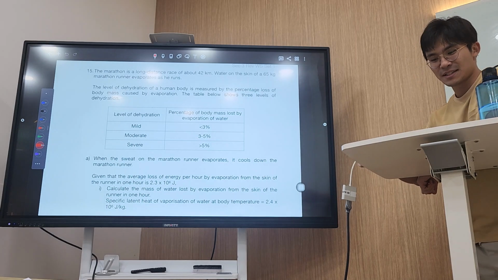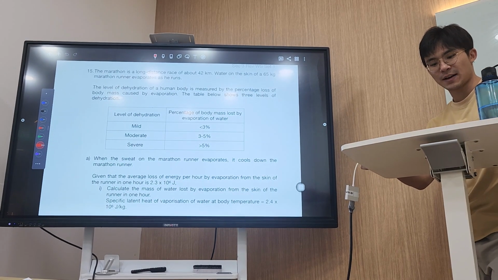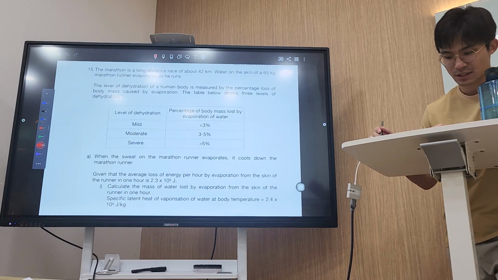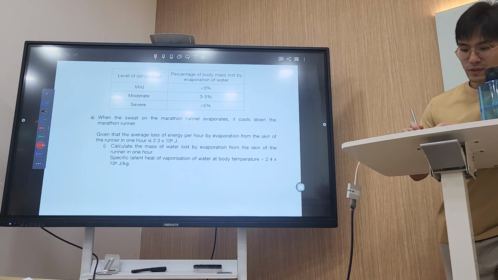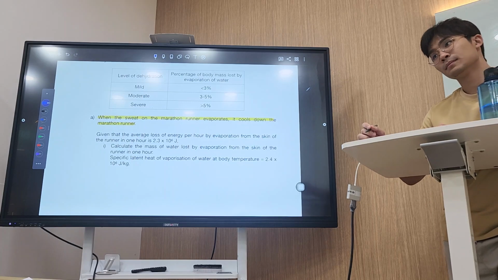Okay, a marathon is a long distance race of about 42 kilometers. Water on the skin of a 65 kg marathon runner evaporates as he runs. Level of dehydration, percentage loss of body mass. When the sweat evaporates, it cools down the marathon runner. Do you all know why?